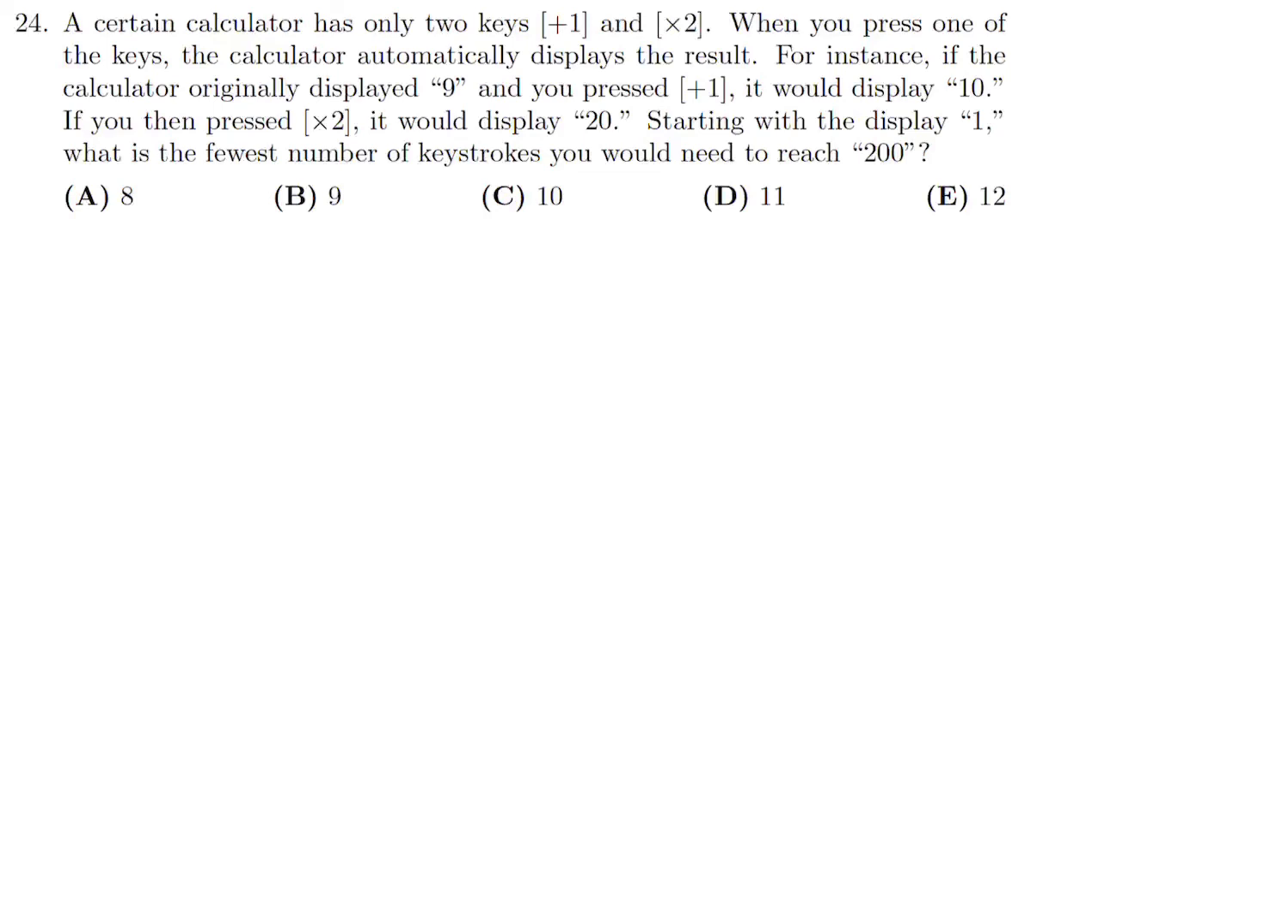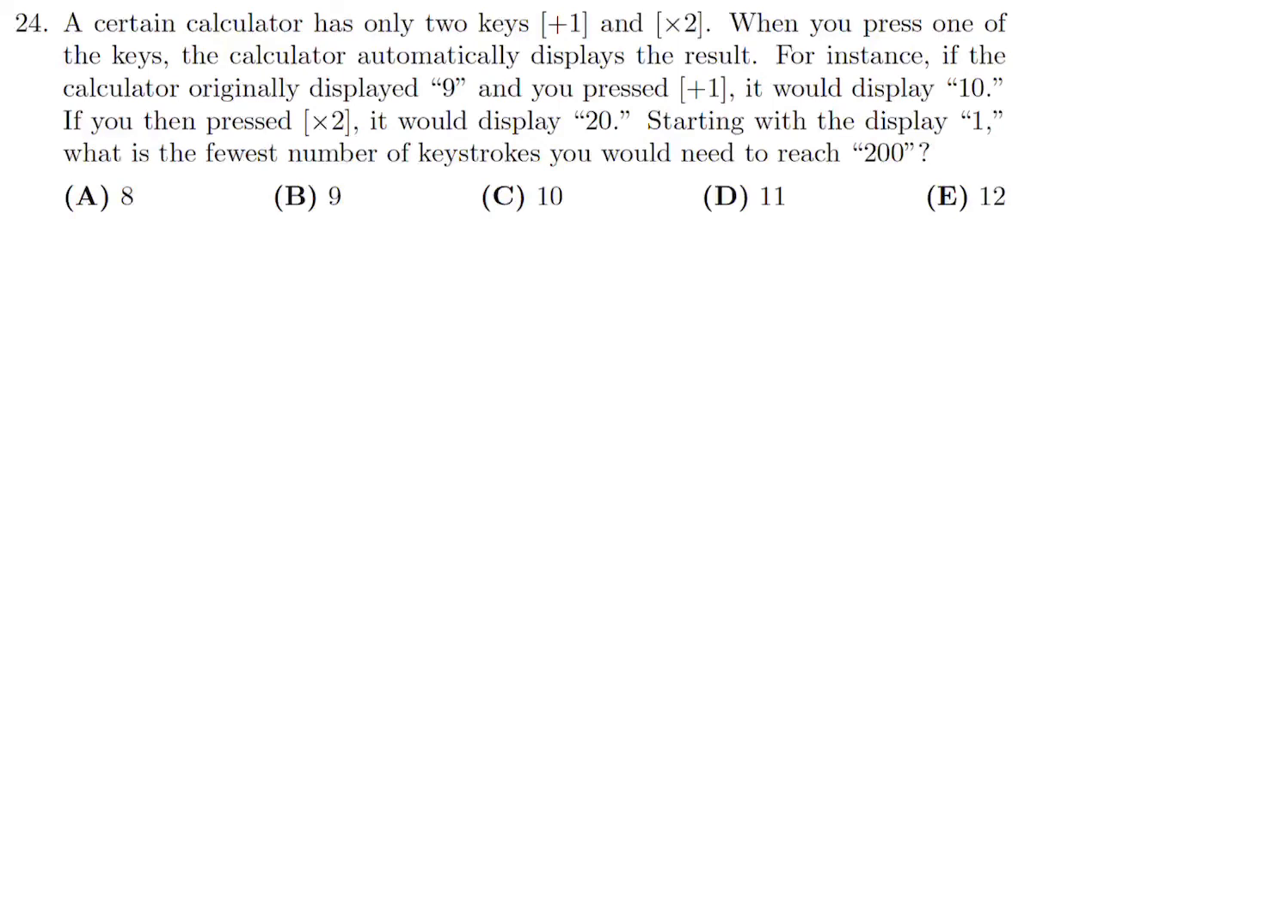A certain calculator has only 2 keys, a +1 and a ×2. When you press one of the keys, the calculator automatically displays the result. For instance, if the calculator originally displayed 9 and you press +1, it would display 10. If you then pressed ×2, it would display 20. Starting with the display 1, what is the fewest number of keystrokes you would need to reach 200?